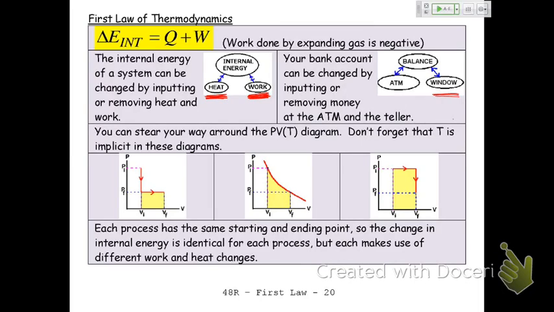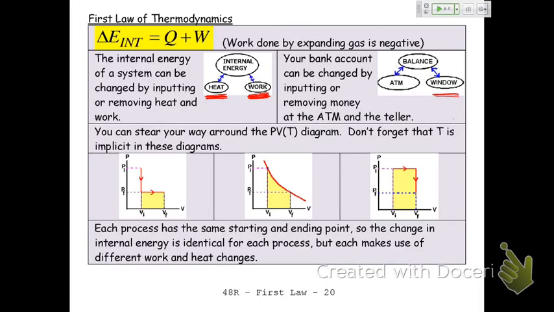So yeah, it goes both ways. One's more obvious than the other, but both ways. So we say internal energy of a system can be changed by inputting or removing heat and work, and the same thing goes for a bank account. You can steer your way around.